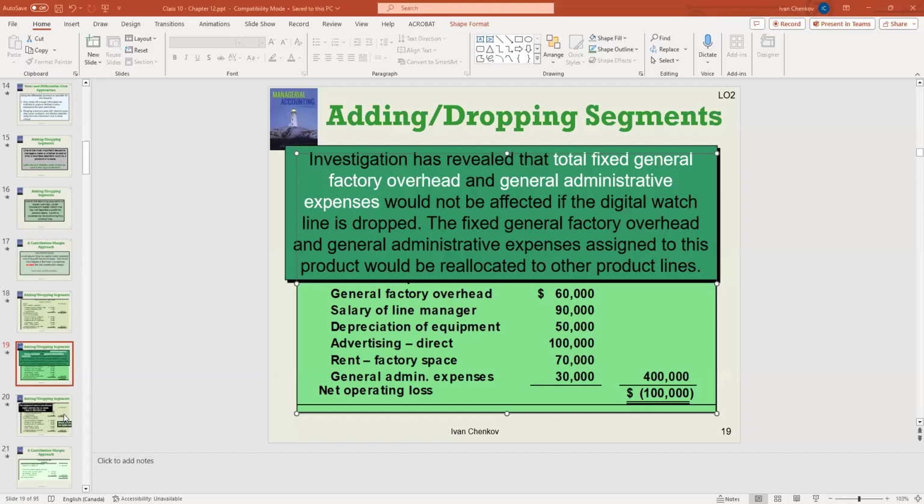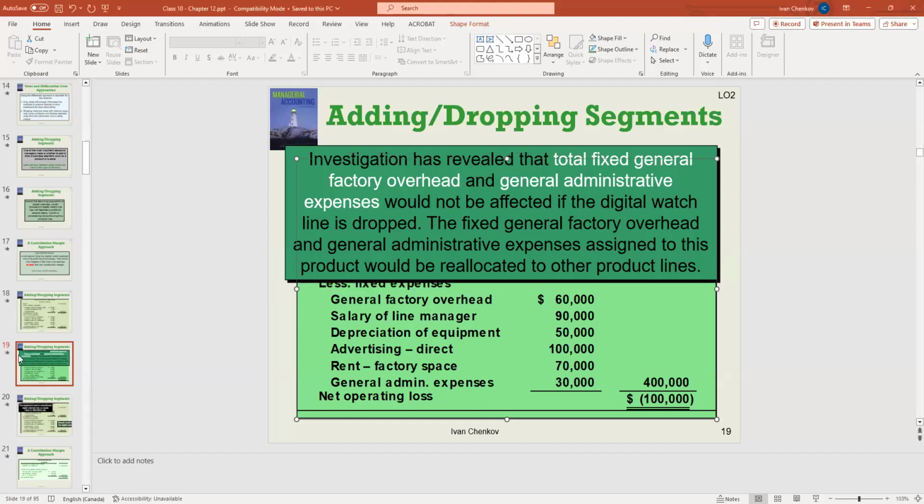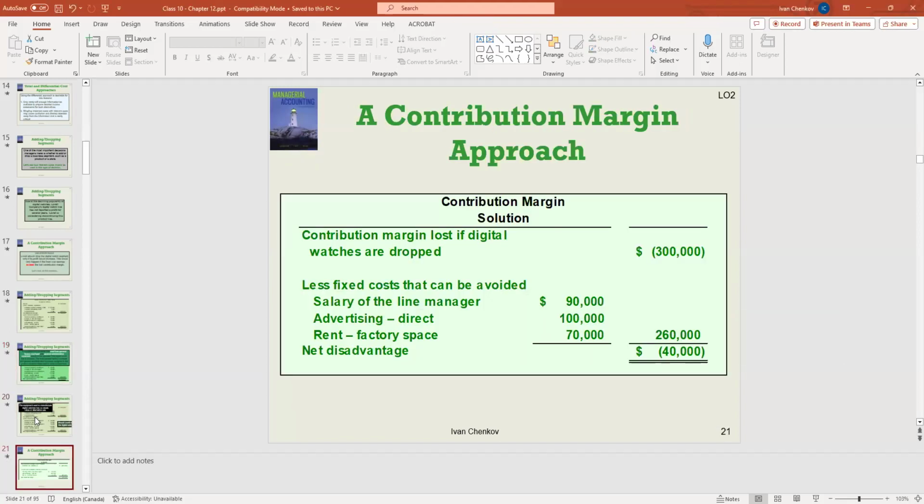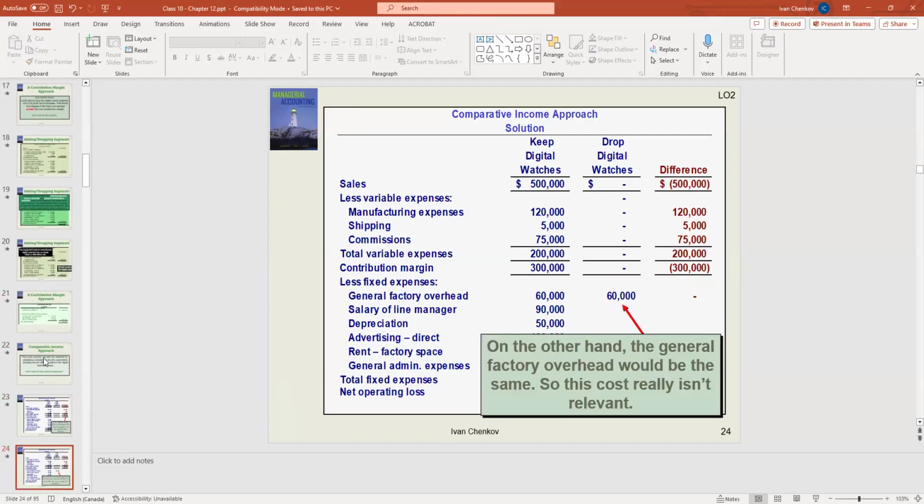Okay, let's go back to slides. Let's see what's waiting for us on the slides. So the incremental, the contribution margin approach, we're losing the contribution margin, but we're saving only those ones. So basically, our saving is 260, but we're losing 300,000. For that reason, don't drop it.